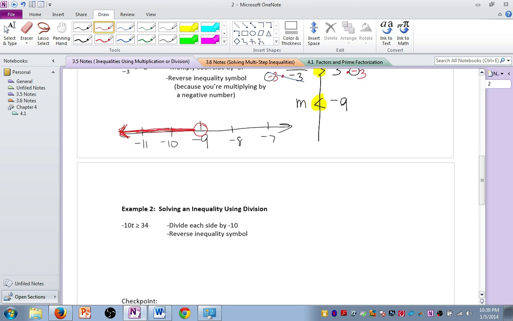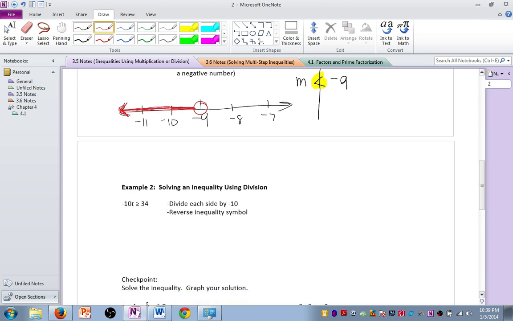Let's try example 2, which has us dividing by a negative number. Let's rewrite our inequality. -10t is greater than or equal to 34. I want to isolate my variable by doing the inverse operation. If this is showing multiply by -10, I'm going to divide by -10. And what I do to one side, I need to do to the other.